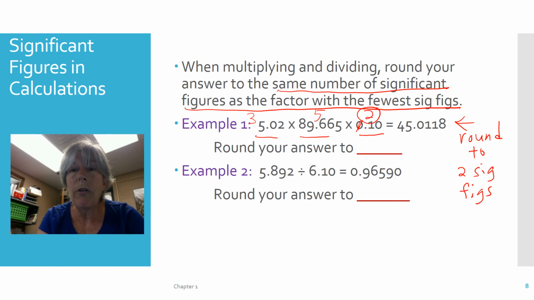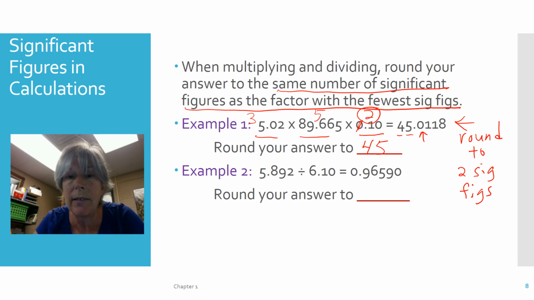Well, if we're going to round it to 2 significant figures, here are our 2 significant figures. The 0 is past 2. That would be the 3rd significant figure. We want to round it to 2. The 0 tells us that we would round this down, and our answer would be 45.